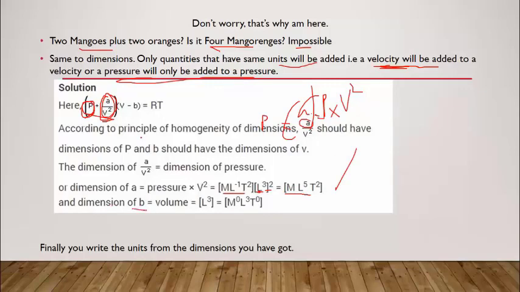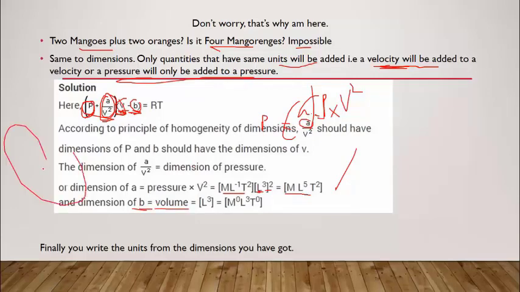Finally we also find the dimensions of B. We know according to our principle that, for this case V is volume. If V is added to or subtracted from B, then automatically B must be like V, so the dimensions of B are the same as those of V. So if V is volume, then B must be volume. It becomes like that, simple.